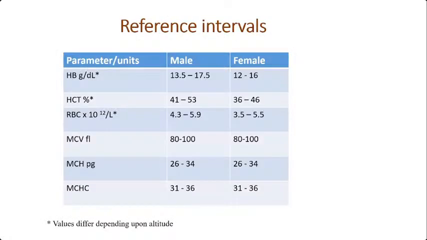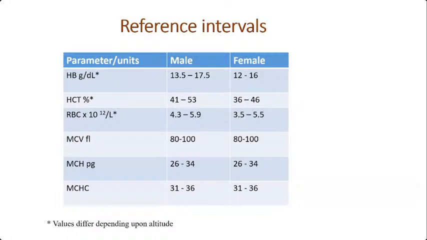So this is just to remind you of the reference intervals. And if you remember, it differs depending on the altitude. So if I was saying this is at Nairobi, then if you are at the coast, you'd expect some reduction in the HB, hematocrit, and red cell count, because those are related to each other. Okay, and you can see the male and the female differ. And then for children, I haven't shown the children's reference values here, but they also will differ.